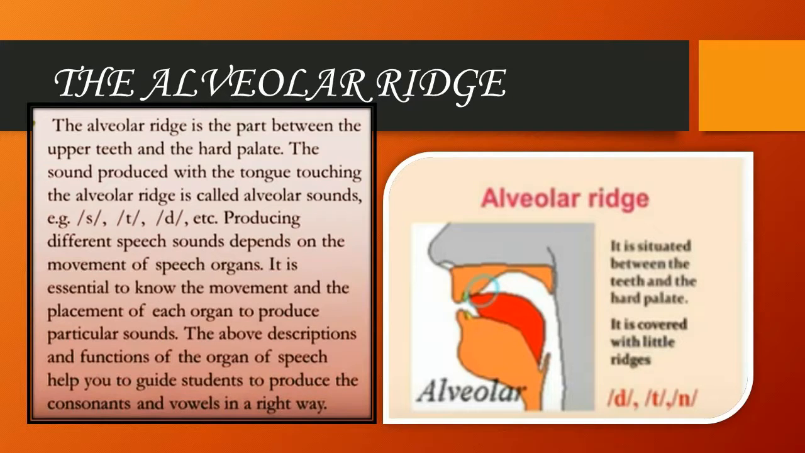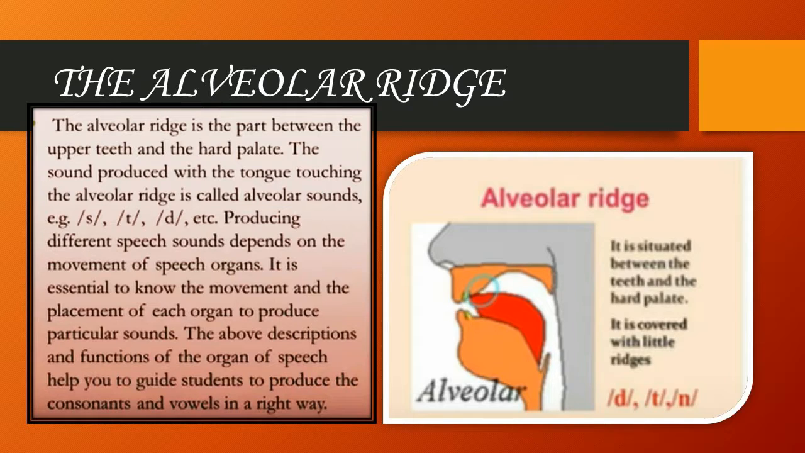The alveolar ridge. The alveolar ridge is the part between the upper teeth and the hard palate. The sounds produced with the tongue touching the alveolar ridge are called alveolar sounds. For example, s, t, etc.